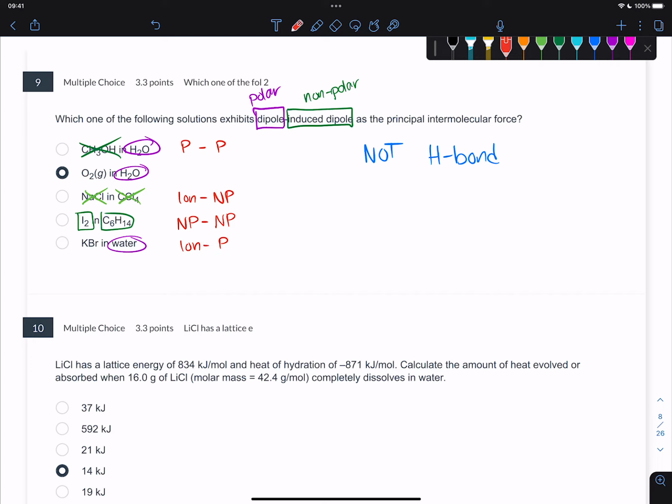The only one that makes sense is the fact that O2 is nonpolar, so that takes care of this part. And then water is clearly polar, so that takes care of this part. You've got to know your IMFs.